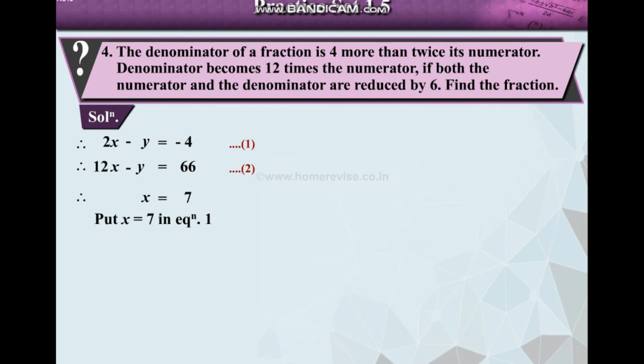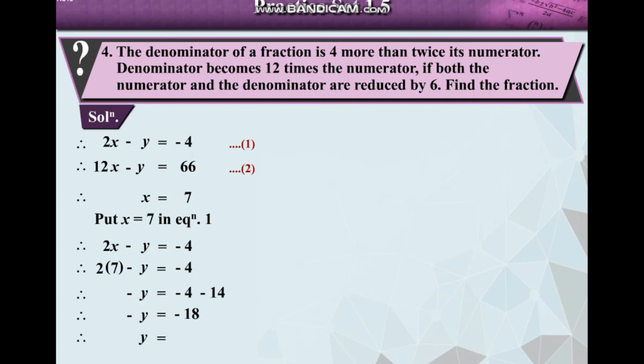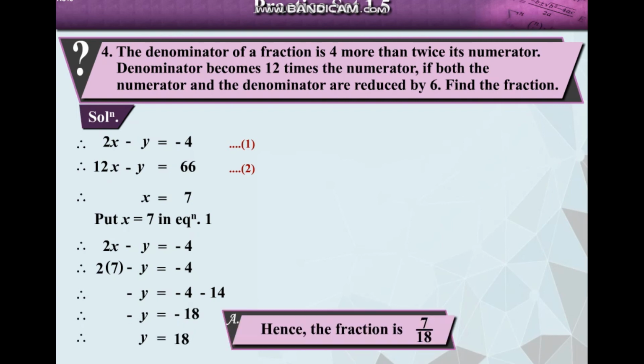Put x = 7 in equation 1. Therefore, 2x - y = -4. Therefore, 2 multiplied by 7 - y = -4. Therefore, -y = -4 - 14. Therefore, -y = -18. Therefore, y = 18. Hence, the fraction is 7 upon 18.